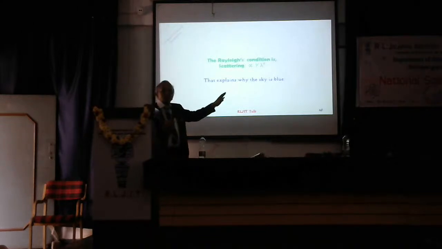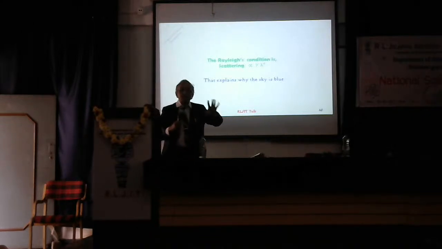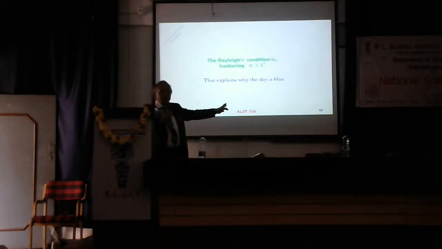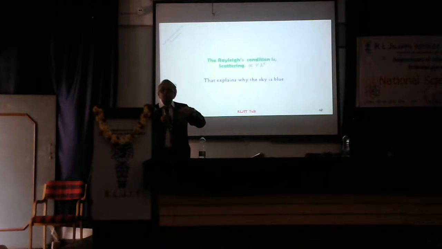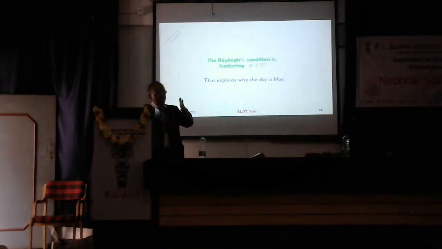So the scattering becomes so much more intense as the wavelength decreases. You can see the proportionality Lord Rayleigh derived: it is inversely proportional to the fourth power of the wavelength. So blue light, being present in substantial amount and its wavelength being very small, is scattered more efficiently. That is why we see the sky blue.